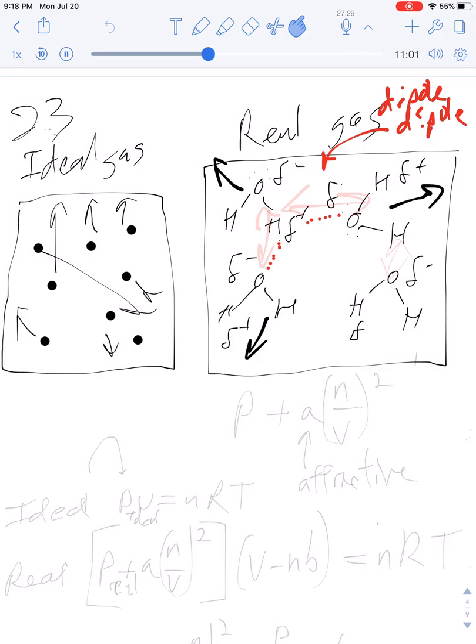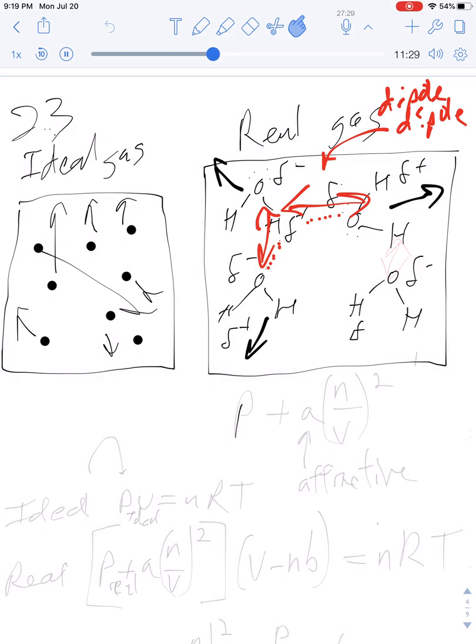So since there's an attraction between the gases, they're not going to hit the wall with as much force because there's an attraction pulling them together. So they can't hit the walls of the container with as much force. Therefore, the pressure that you would predict is actually less than the real pressure.